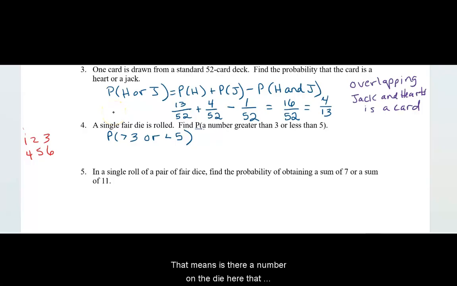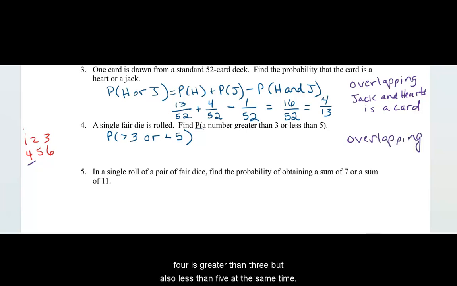That means, is there a number on the die here that is greater than 3, but also, so you change the or to an and to answer this question if it's overlapping or non-overlapping. Is there a number that is greater than 3 or less than 5, right? So greater than 3 and less than 5 at the same time. What number on the die is greater than 3, but also less than 5? The number 4, right? The number 4. So this is overlapping.